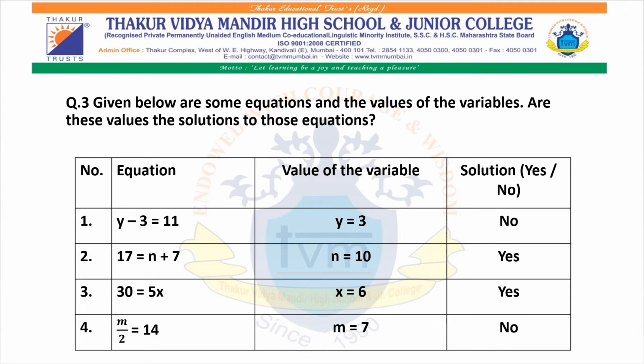Fourth, m upon 2 is equal to 14. m is equal to 7. So 7 upon 2, we will not get 14. So m is equal to 7 is not the solution of the equation.